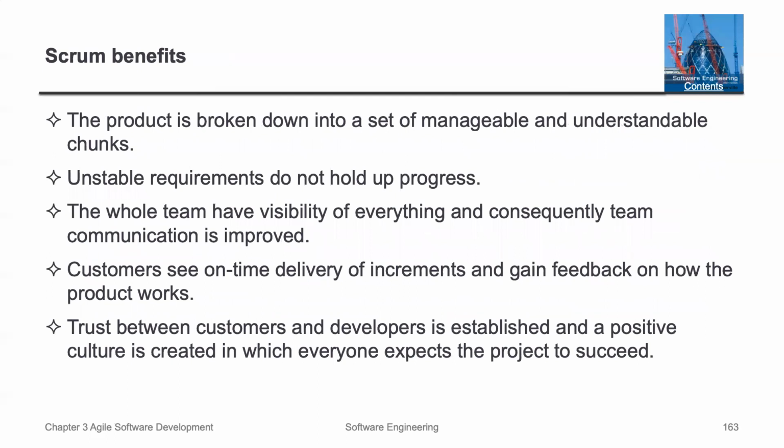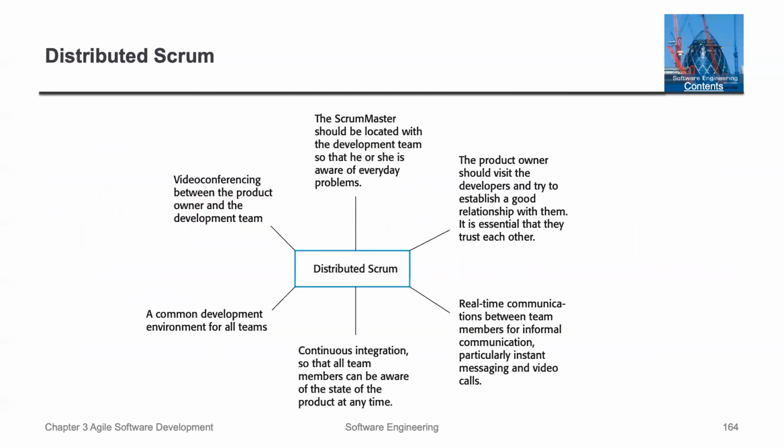The product is broken down into a set of manageable and understandable chunks. Unstable requirements do not hold up progress. The whole team has visibility of everything, and consequently team communication is improved. Customers see on-time delivery of increments, can gain feedback on how the product is working, and trust between the customer and the developers is established, and a positive culture is created in which everyone expects the project to succeed.